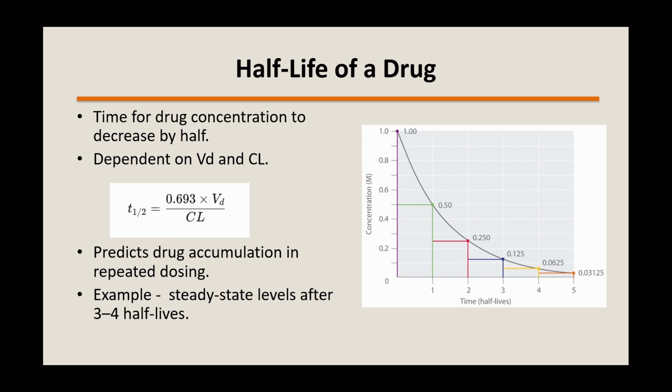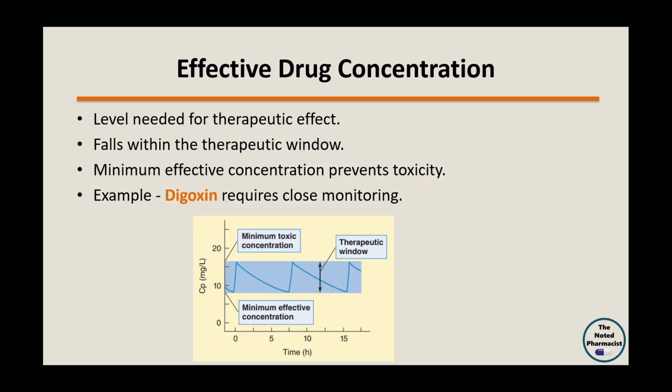This parameter indicates how long a drug stays active in the body, influencing both dosing frequency and therapeutic effectiveness. In clinical settings, half-life helps predict drug accumulation during repeated dosing and clearance after stopping administration. For example, drugs reach approximately 87 to 90% of steady-state levels after 3 to 4 half-lives, which is generally sufficient to maintain therapeutic effects. Effective drug concentration.